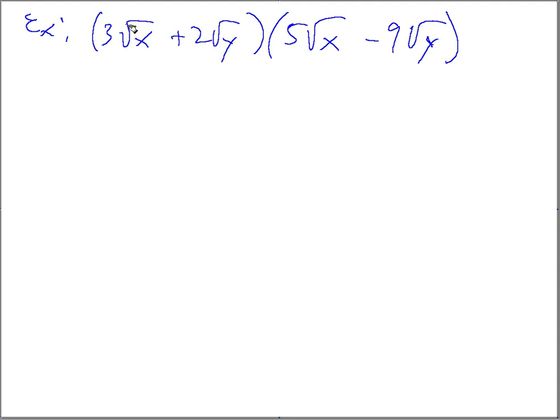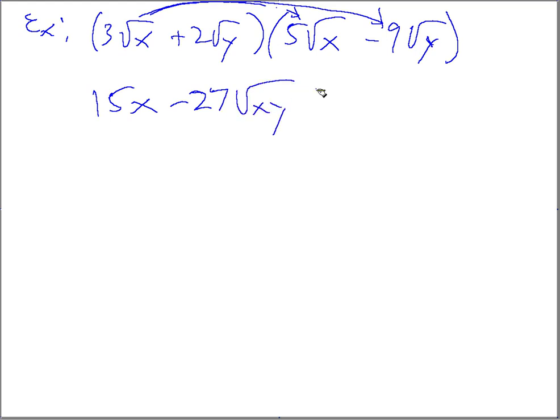So let's do that. So let's distribute this radical term to both of these terms here. So 3 root x times 5 root x. That's 15x, isn't it? Because again, a radical x times itself is just x. Root x times itself is just x, in other words. Square root of x times itself is just x. All right. What about 3 square root of x times 9 square root of y? So 3 times 9 is what? 27. So minus 27. Okay, sorry, Sketchpad's acting up a little bit. Minus 27 square root of xy.